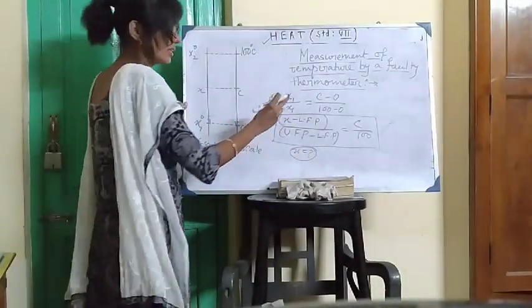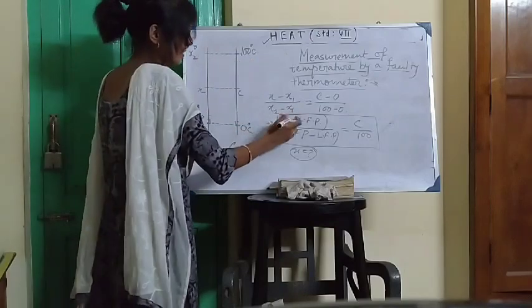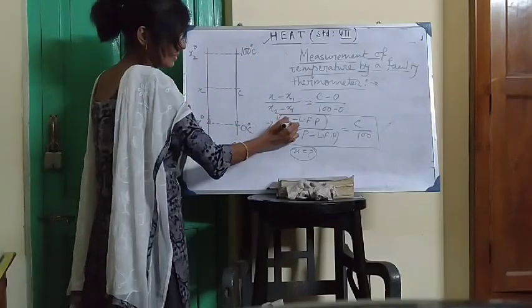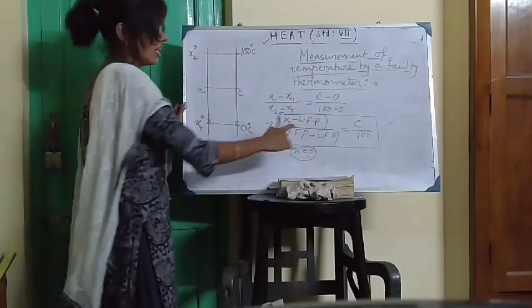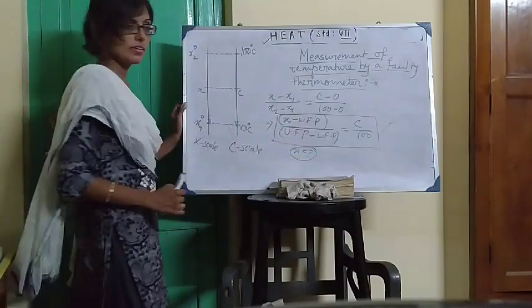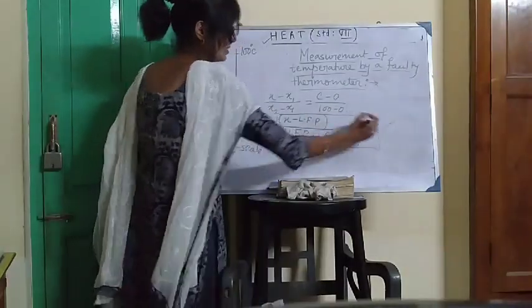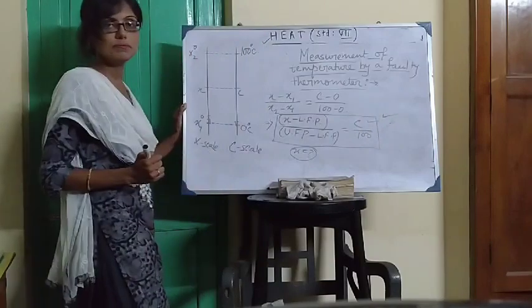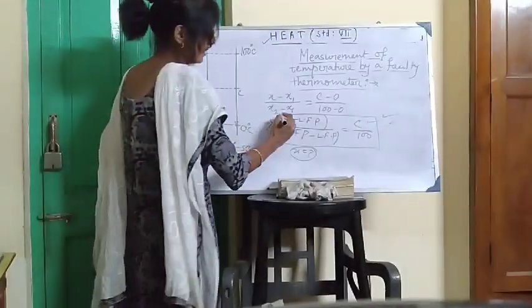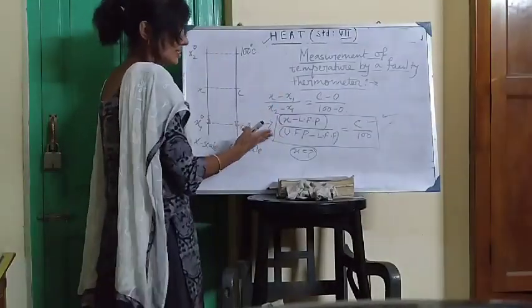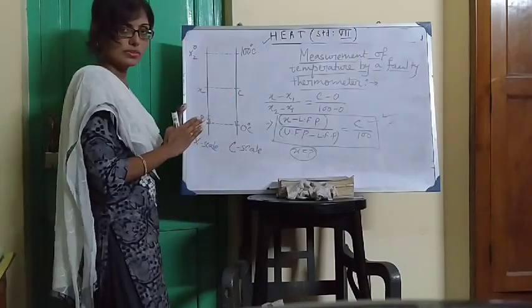Okay, suppose the reading of the temperature in the faulty thermometer is given, that is, the value of X is given, and the upper fixed point and lower fixed point are given. You have to find the value of C. From this relation you can easily find the value of C, right? So this is the relation between the Celsius scale and the reading in the faulty thermometer.